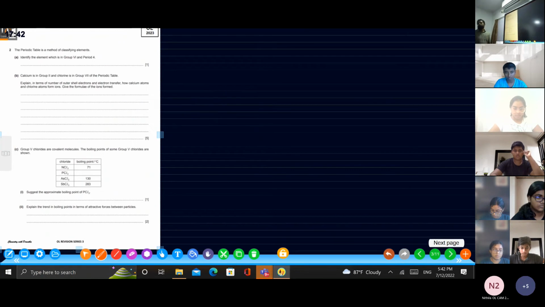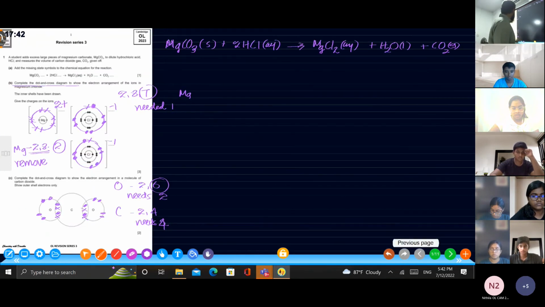So for this dotted diagram, how many marks will you get? 2 marks for the diagram, shared electrons 1 mark, unshared electrons 1 mark.